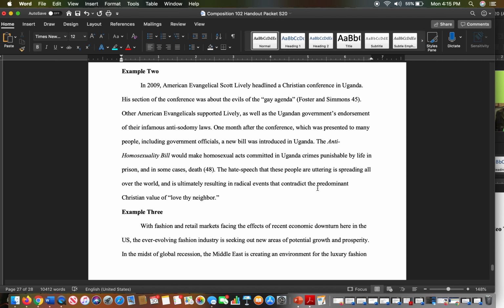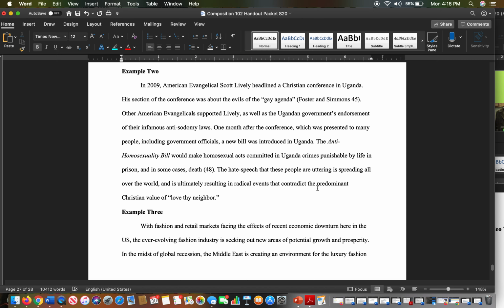Now, here, the author wants us to know this specific event, but lead into it. Use about 2 sentences more broad to lead into this specific event, and then it's going to work from there into a real narrow thesis. Okay. His section of the conference was about the evils of the gay agenda, and so you see the citation there to establish credibility or ethos.